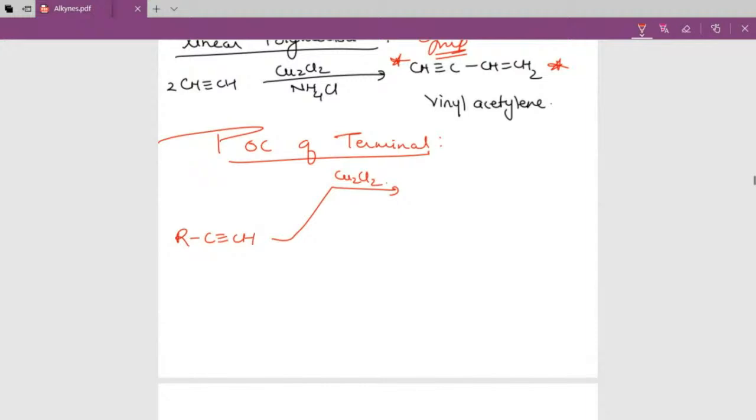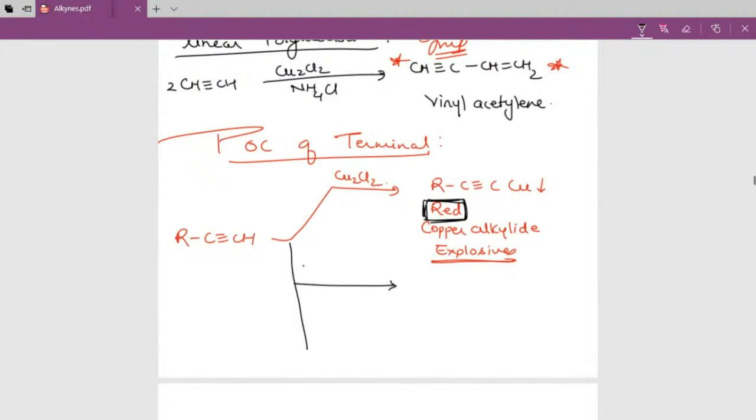So what is the reaction? If I treat it with Cu+, we have red color copper alkylide. We call it copper alkylide that is formed. Please mark it. These are explosives. They are to be handled very carefully and are red color precipitates. See, this is what is formed and then it attacks the next molecule of acetylene.